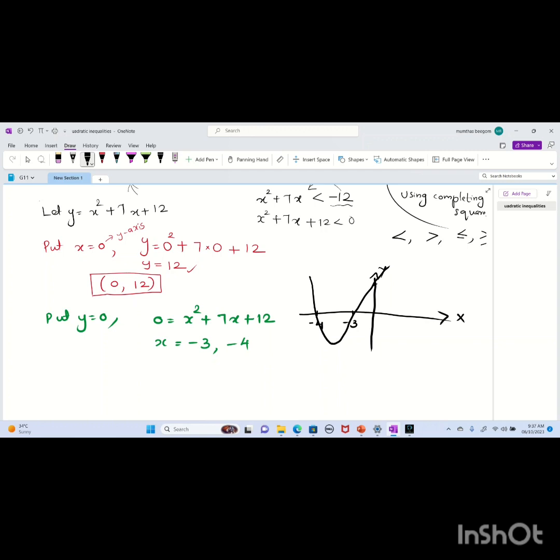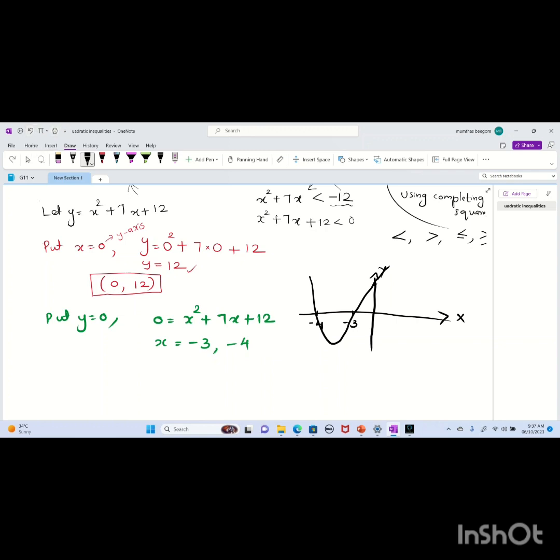Why did we draw it like this? Because first of all, we know that the coefficient of x square is a positive number. If it is positive, that means the curve is going to be of U shape. But if it was minus, then it would be an upside down U. But now it is U shape, okay. So we have U shape here.